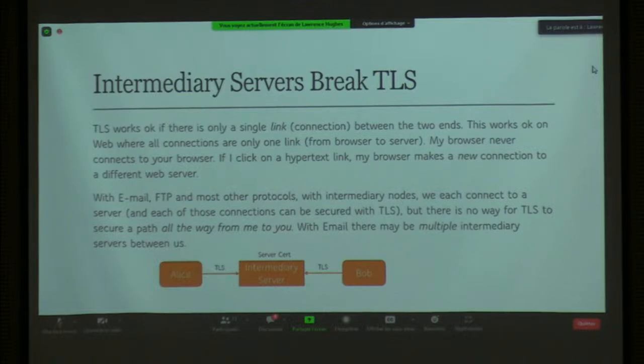With email, there may be multiple intermediary servers between us. So we would have Alice connecting with TLS to an intermediary server, which has a server cert on it, and Bob connecting to an intermediary server over TLS.